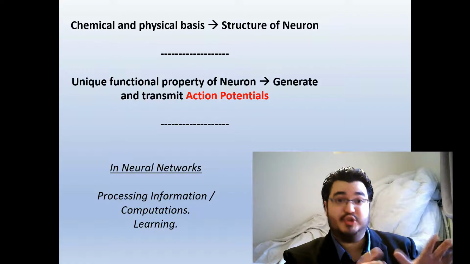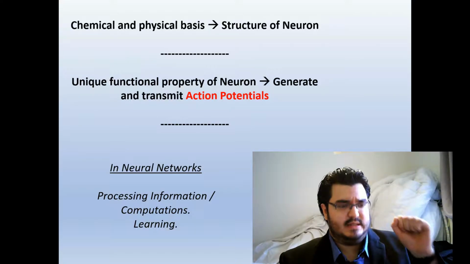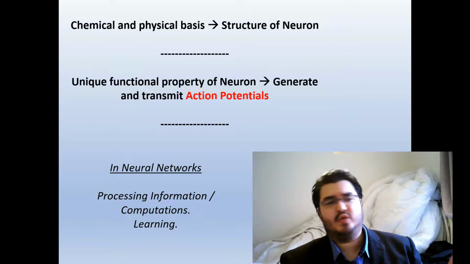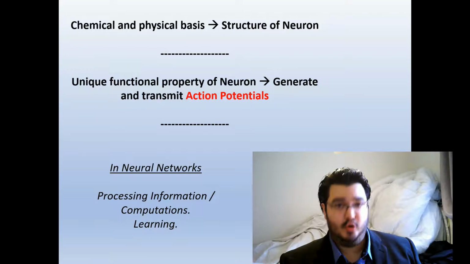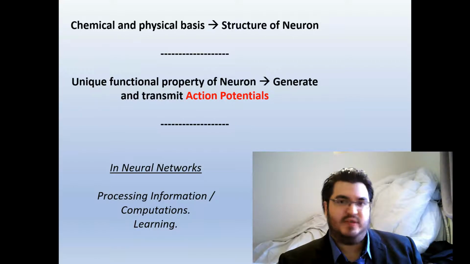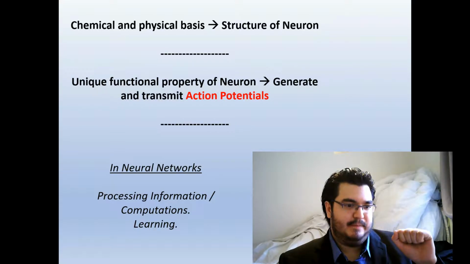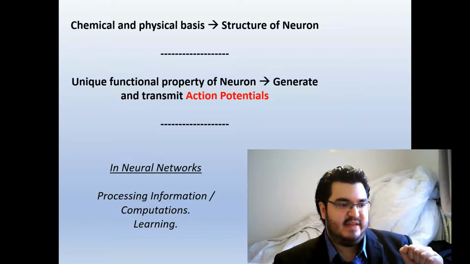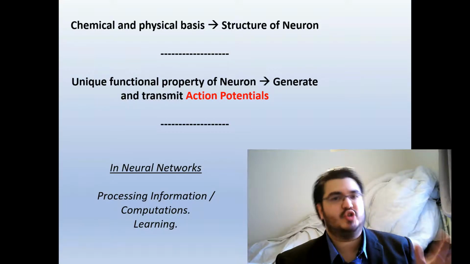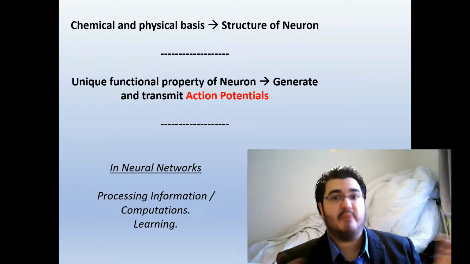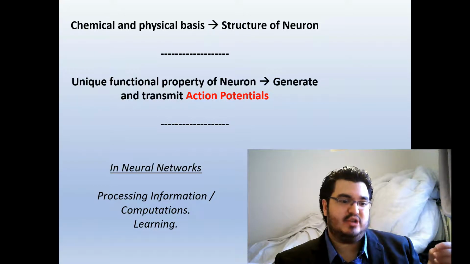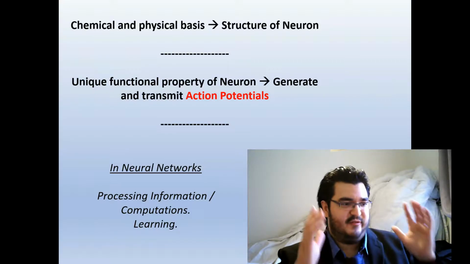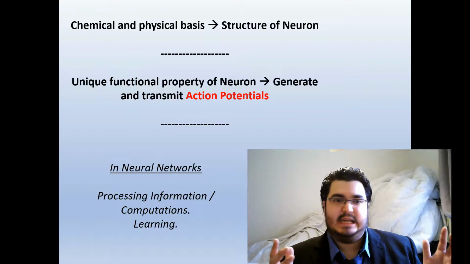This is what I want you to get out of this video. These are the main points. The chemical and physical basis of cells, of neurons, leads to the structure of neurons, and also the function. Based on the molecular basis of cells and the chemistry of neurons that we've just described, that gives neurons a unique functional property that no other type of cell has. It can generate and transmit action potentials. That is a fundamental principle in neuroscience.